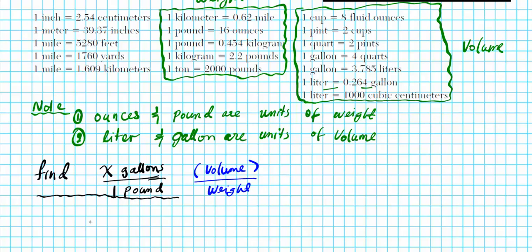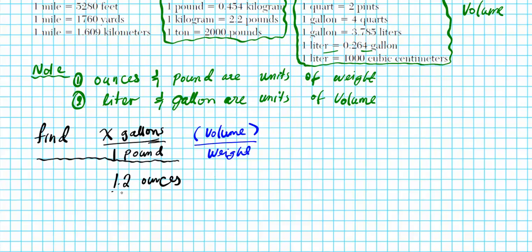Okay, so we know that we have 1.2 ounces per what? 1.2 ounces per liter, for every 1 liter. Ounces is a unit of weight, and this one is the unit of volume. Is this a setup that we want? No, we're going to reciprocate it. I want volume on the top and weight on the bottom. So after conversion, I will end up with volume on the top and weight on the bottom.